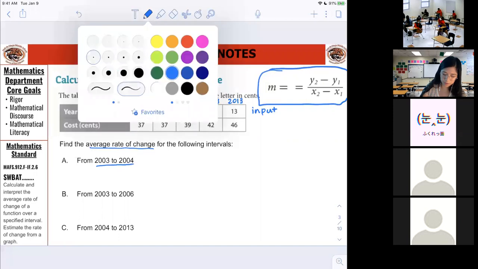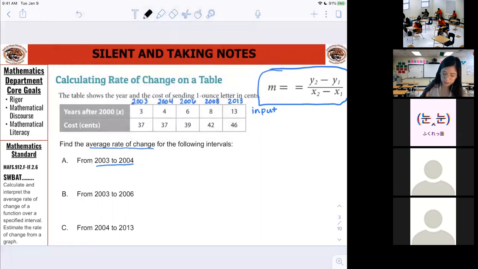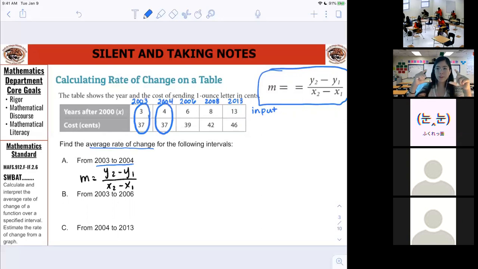So here's what I'm going to do. I'm going to start out by writing my formula. M equals y2 minus y1 over x2 minus x1. And what I'm going to do on my table is I'm going to take a look at 2003, which is right here, and 2004. And I'm going to label my x1, x2, y1, and y2. And Samantha, yes, copy down the table because that's going to help you when you're writing this in your notebook. If you have the table, when you go back into your notes, you'll know what you were talking about.